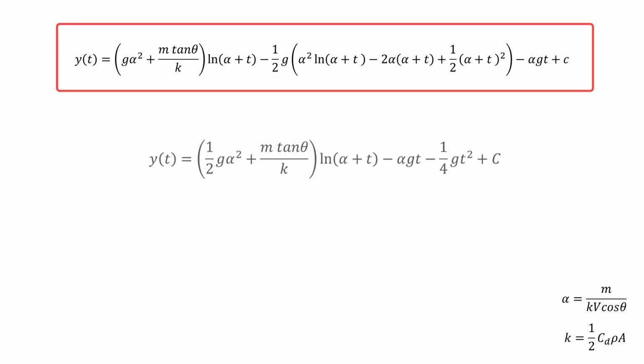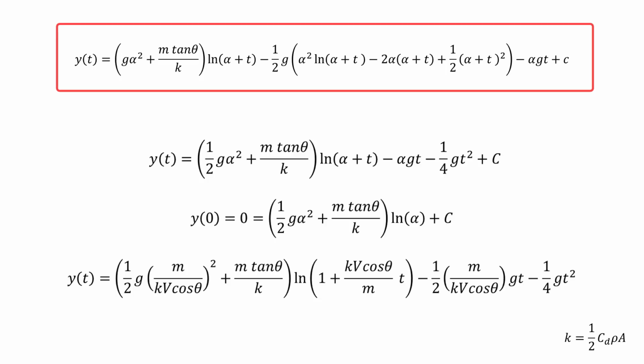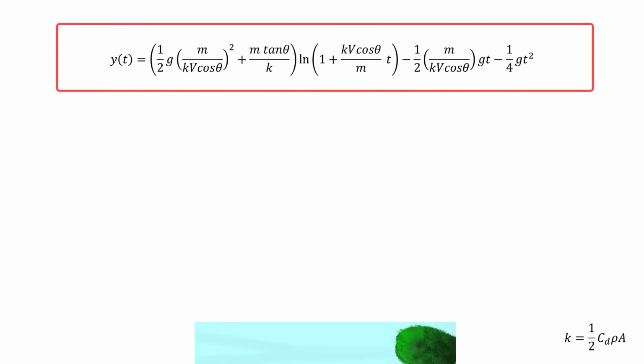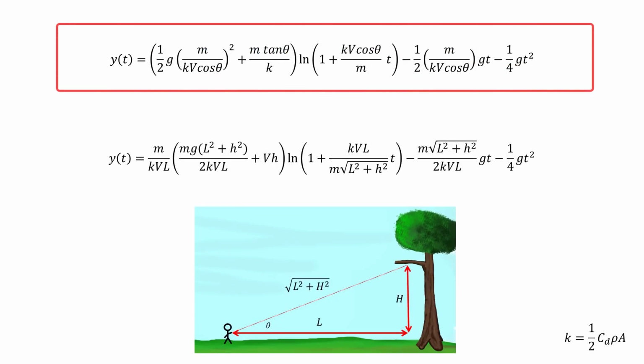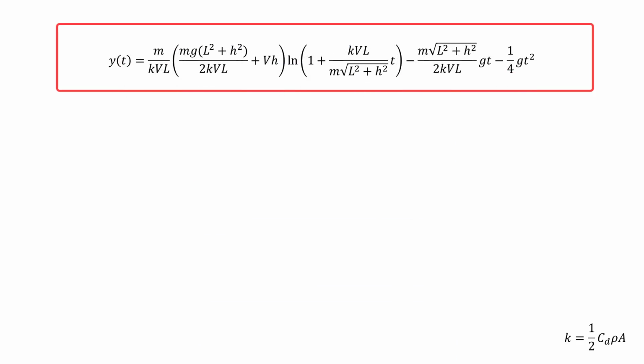Now let's go ahead and simplify, apply the initial condition of 0 since the projectile starts at the origin, and then we'll use that to get a unique solution. But can't forget to plug back in for alpha. Then use our triangle again to rewrite theta in terms of L and H. And there we have it. The y coordinate of the projectile is a function of time.